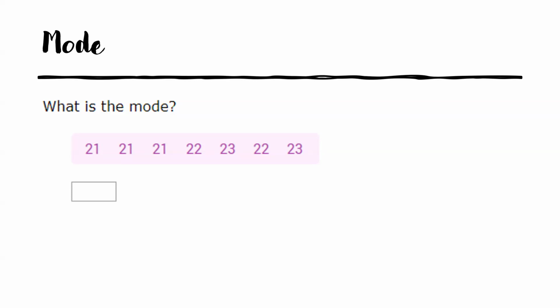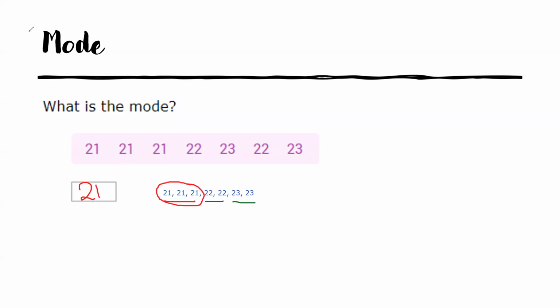That would kind of group them together, and it might make it a little bit easier for you to see how many there are of each. So we'll go ahead and do that for this one. When I put them in order from least to greatest, it makes it a little bit easier for me to see. I have 3 21s, but then I have 2 22s. I have 2 23s. So the number that occurs the most often is 21. So 21 is our mode.